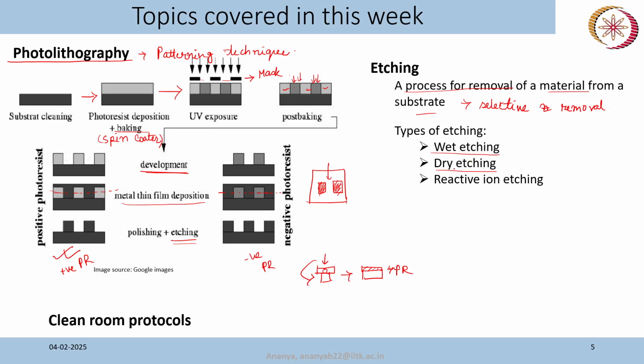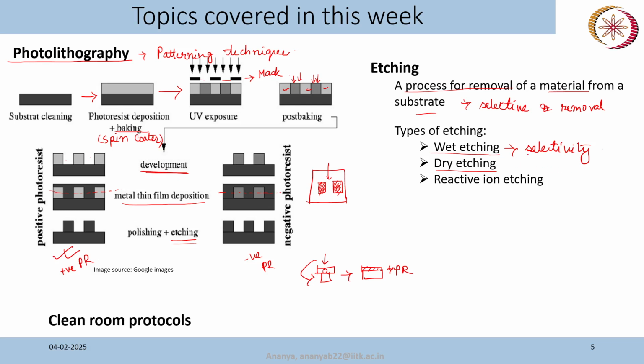And if you want to use chemical as well, basically this is for selectivity. Okay, wet etching is very selective, because you are using certain chemicals, and those chemicals will react with certain material and only that will get removed. So wet etching is selective.